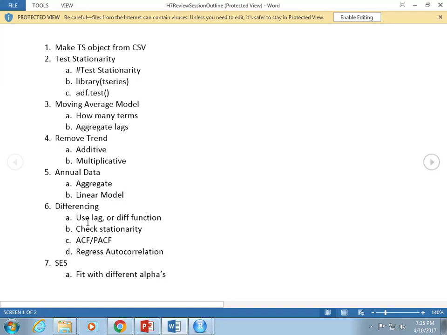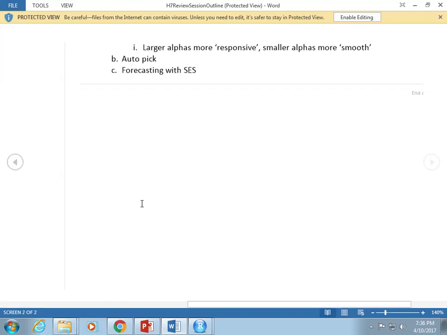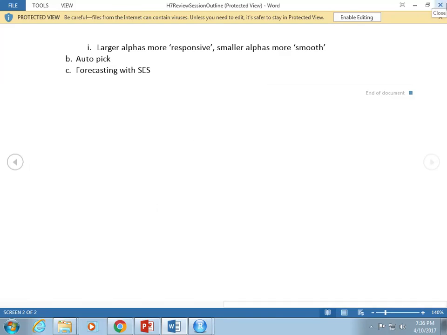You difference to try and make stationary, so we can do these sort of autocorrelation functions. And you can difference just by using the lag. I think the diff function is really quick, just diff. ACF is the autocorrelation function, so you can see how the data is correlated with itself. And then you just regress its previous values. And finally, we just had simple exponential smoothing, where you can try out different alphas. The homework has you try 3 different ones, and then you can have it automatically pick one by just not telling it. Okay.